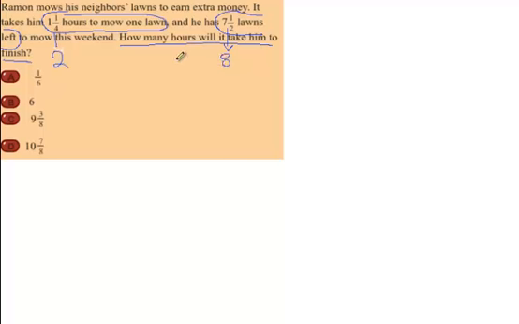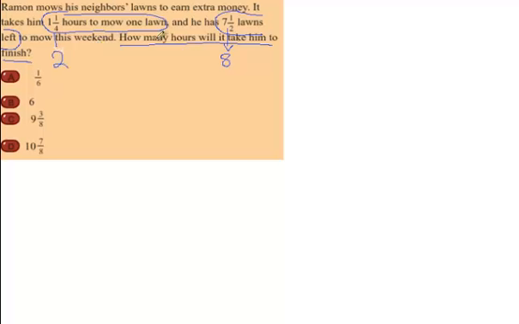I'm going to reread the problem with the easy numbers, and if that helps me figure out what operation to do, that's the operation I'm going to do. Ramon mows his neighbor's lawns to earn extra money. It takes him 2 hours to mow one lawn, and he has 8 lawns left to mow this weekend. How many hours will it take him to finish? See, this makes more sense to me.